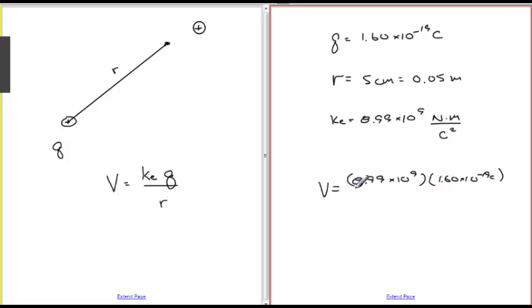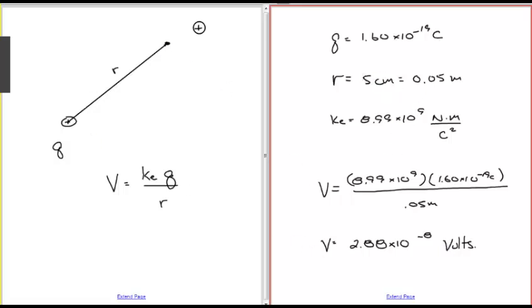Just plug the numbers in. In my calculator, 8.99 e to the 9th times 1.6 e to the minus 19th divided by 0.05, you get a really small number because we're just dealing with a proton, one charge: 2.88 times 10 to the minus 8th volts. So that's the voltage at that point.